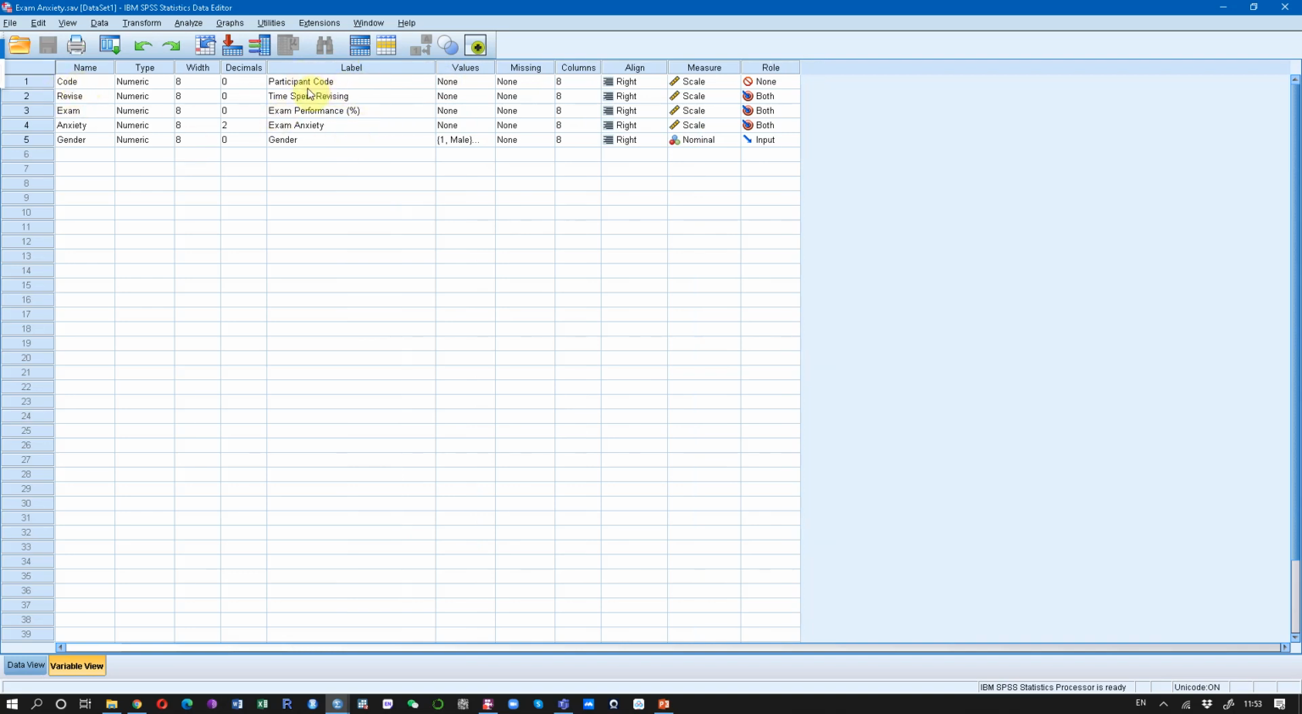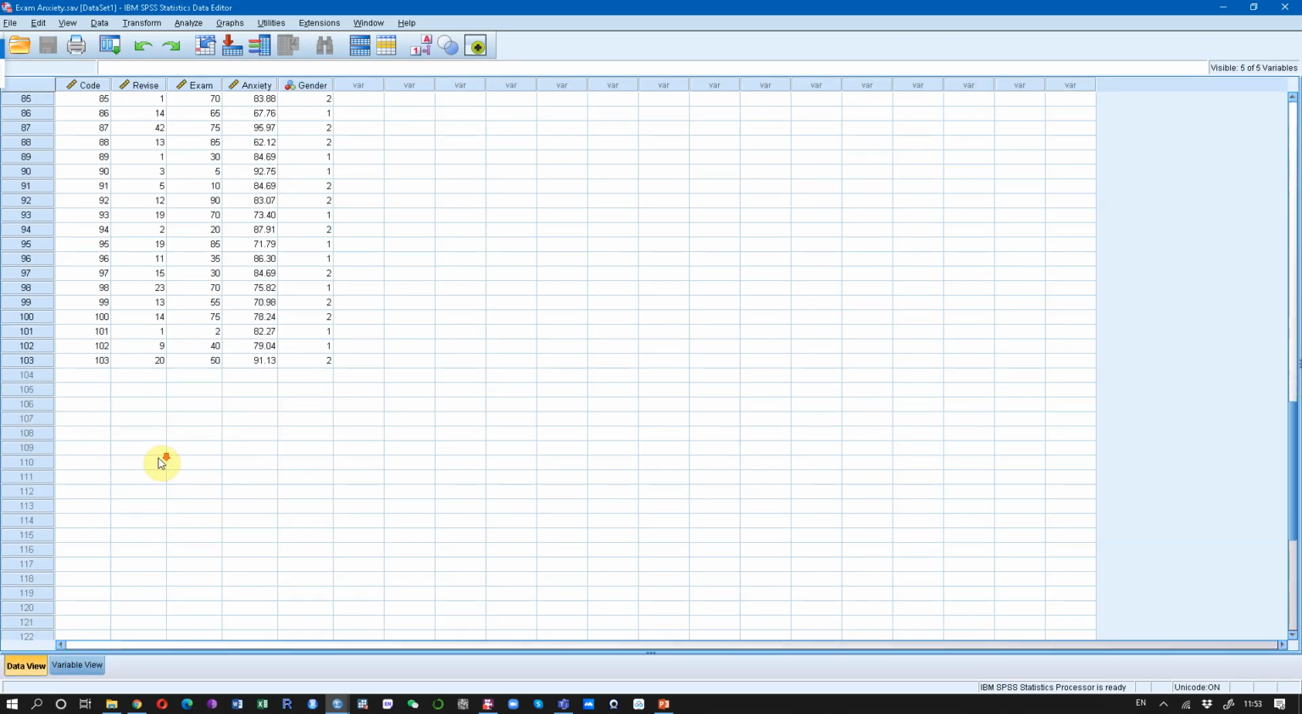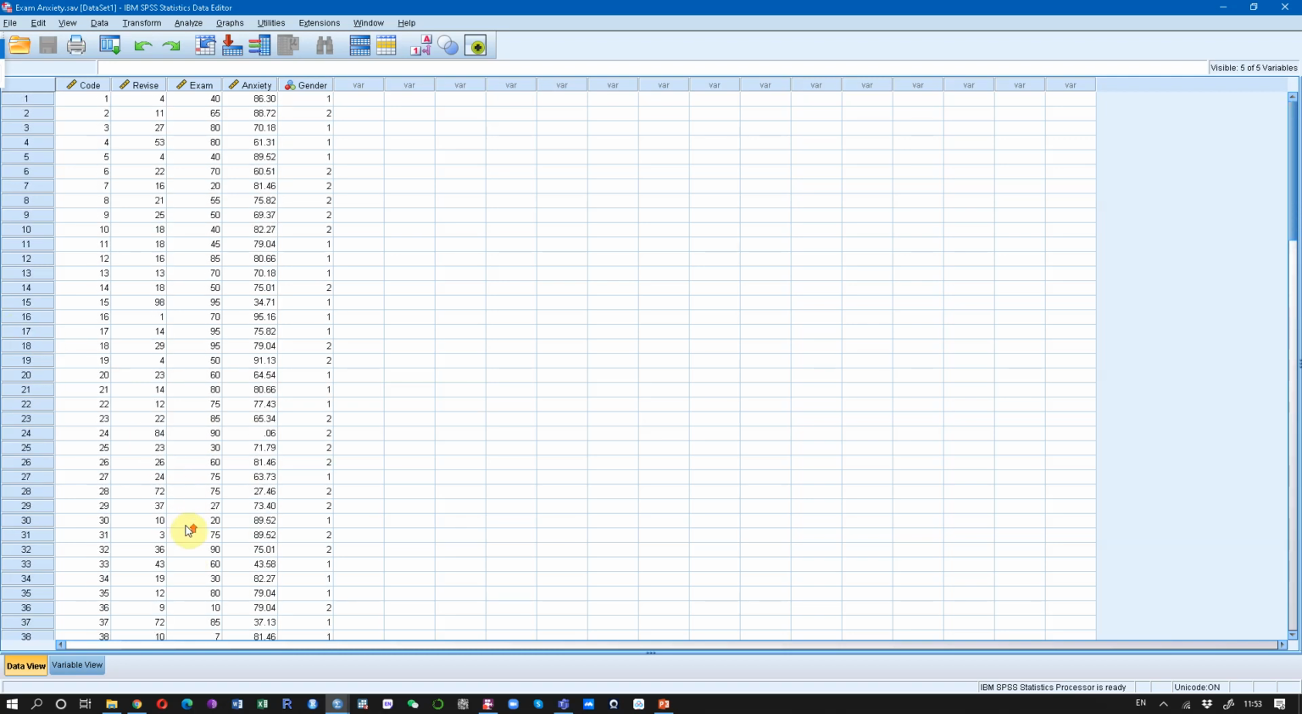So code is the participant code, so it's basically an ID for each of the individuals that are being recorded in this data set. So you can see that we have 103 participants here.